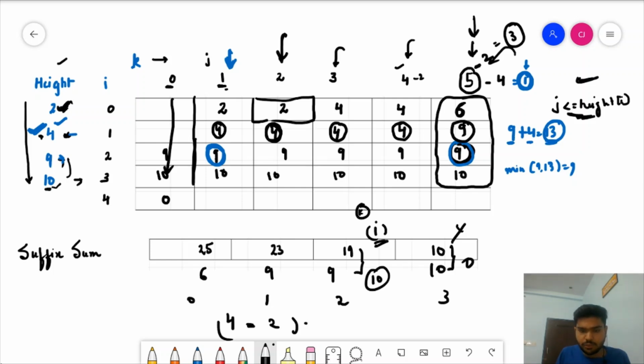So 4 minus 2, that means only these two boxes are required. So the 4 minus 2 will be 2, and that is supposedly our answer, right? So this is the possible approach.